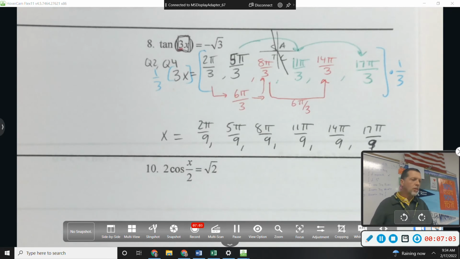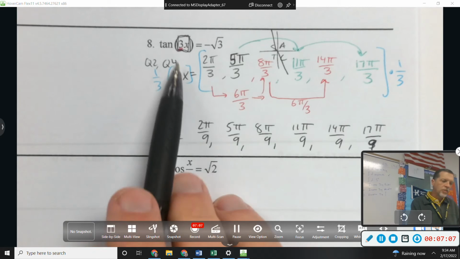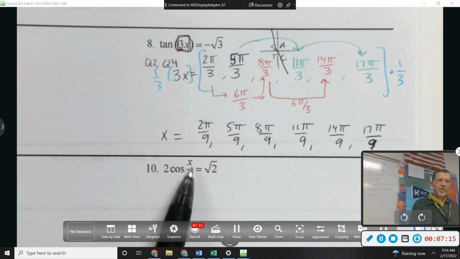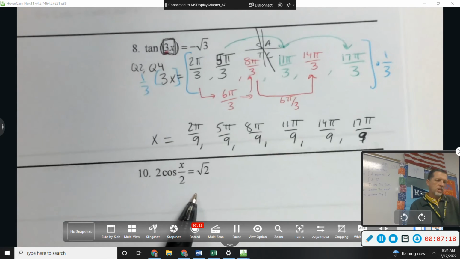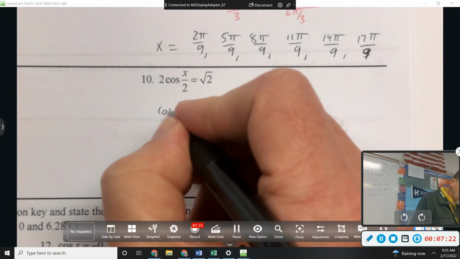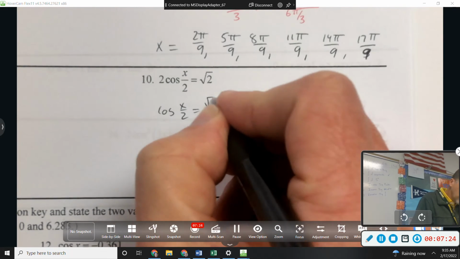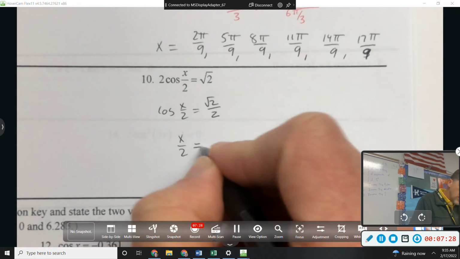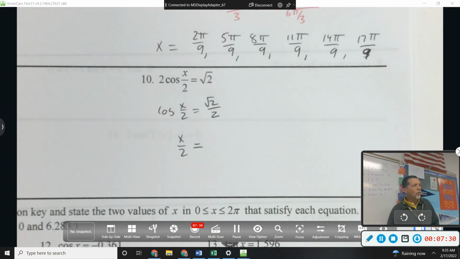So I think ones like 4, pretty easy. It's when there's a coefficient on that number, things get a little bit crazy. How about number 10? It's x over 2. Let's do number 10. So cosine of x over 2 equals root 2 over 2. Again, save the over 2 thing for the end. Like, save that for the last thing you do.